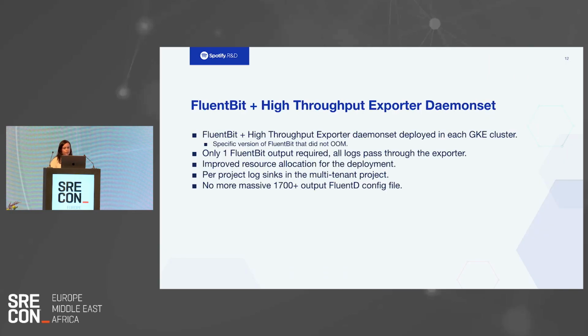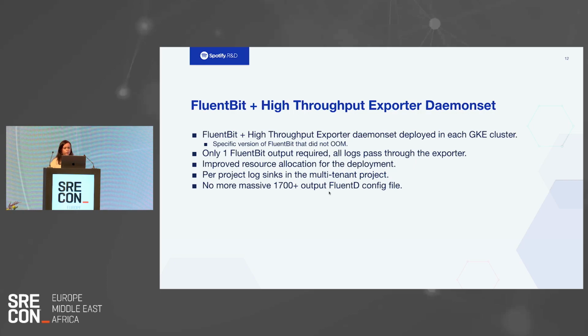We did end up with FluentBit, but we worked with Google a whole bunch to set up a similar version of what they do out of the box with this high throughput exporter. It's still kind of a black box to us, but it did finally work for basically everything we needed it to. So we deployed a specific version of FluentBit that ended up not running out of memory. It was kind of luck of the draw with that one. We tested a whole bunch of versions and eventually got one that didn't have some of the bugs that we saw.